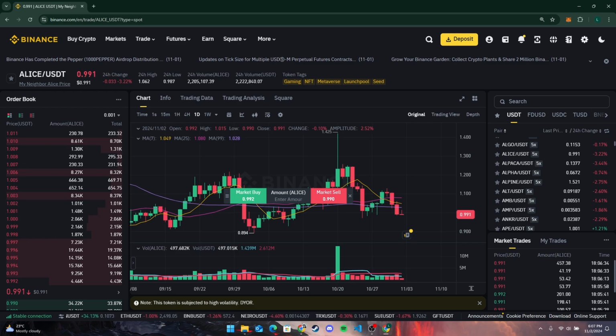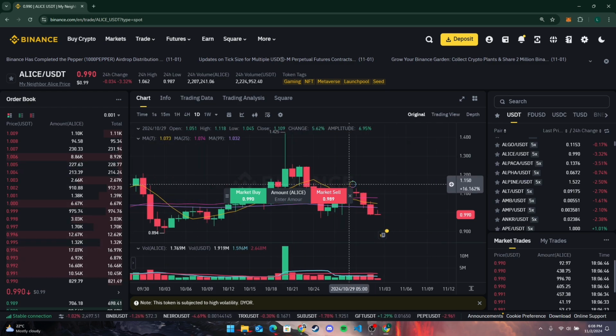And the red candle indicates a price decrease. The top of the red body shows the opening price and the bottom of the body shows the closing price. The wicks, which are the thin lines above and below the body, represent the highest and lowest price during the interval.